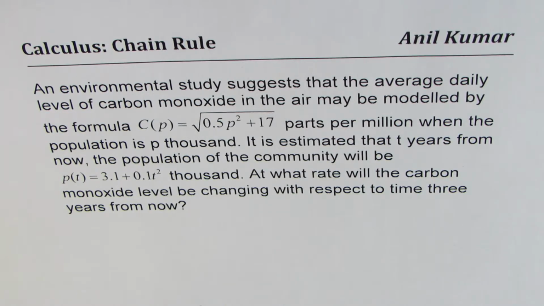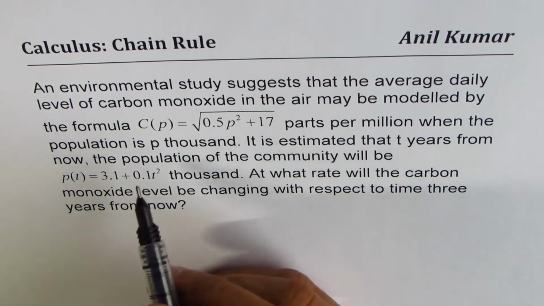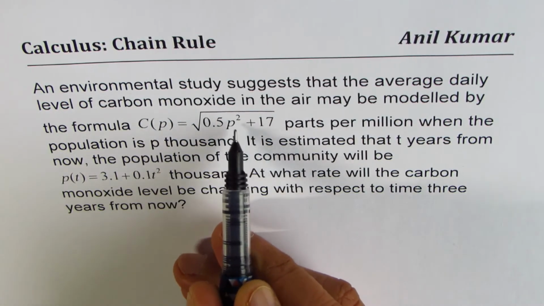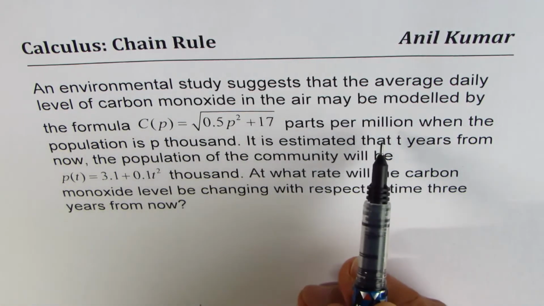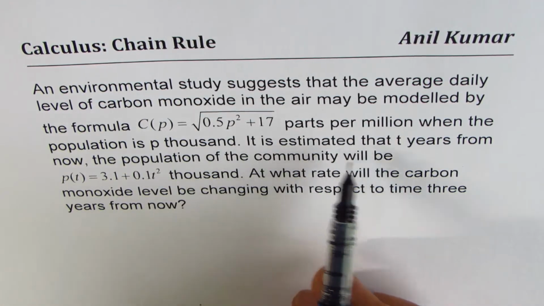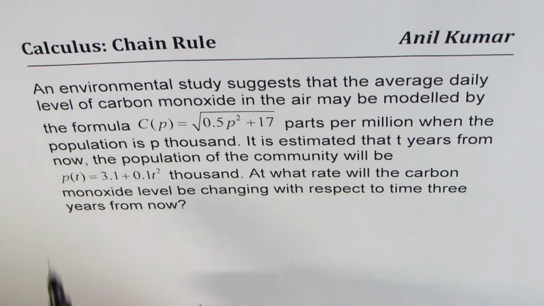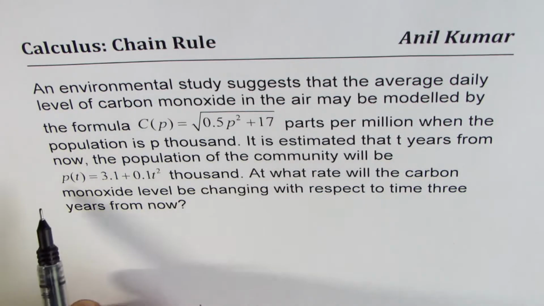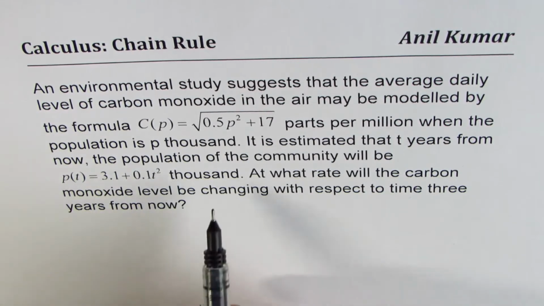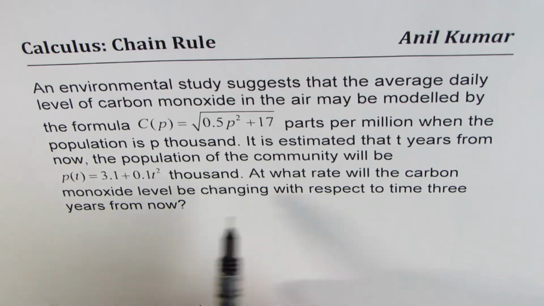The question is, an environmental study suggests that the average daily level of carbon monoxide in the air may be modeled by the formula C(P) equals the square root of 0.5 P squared plus 17 parts per million when the population is P thousand. It is estimated that T years from now, the population of the community will be P(T) equals 3.1 plus 0.1 T squared thousand. So population is in thousands.